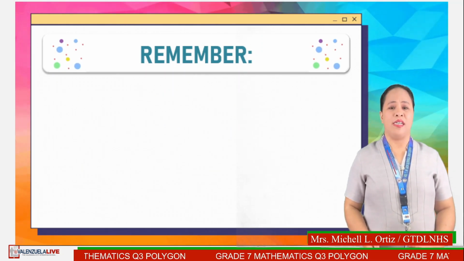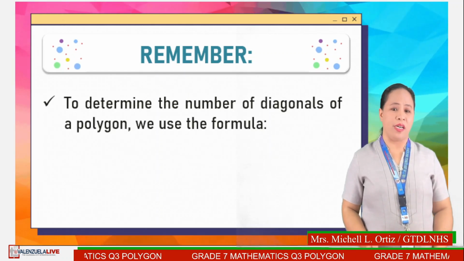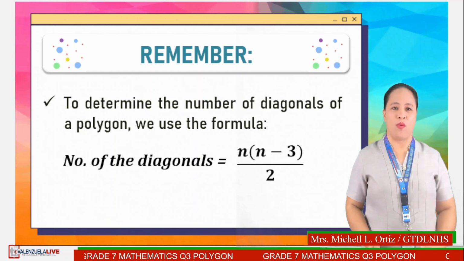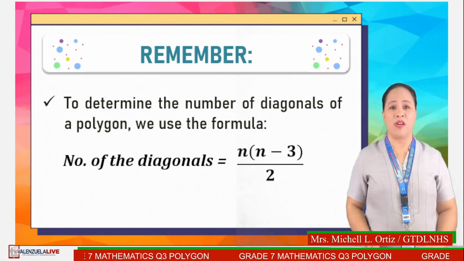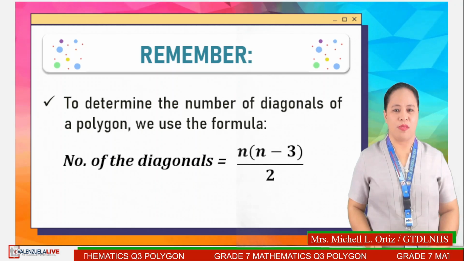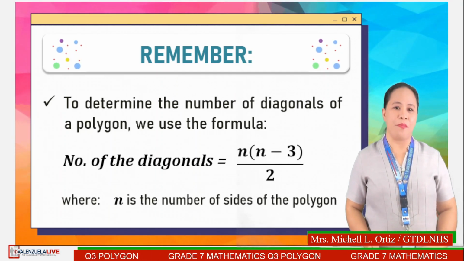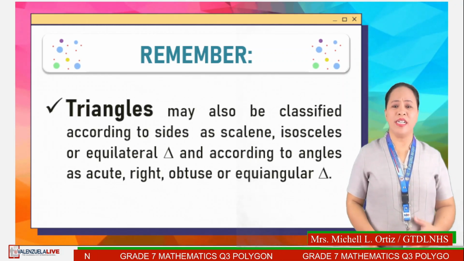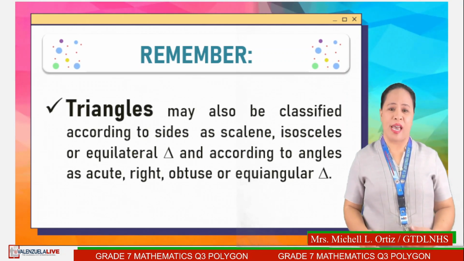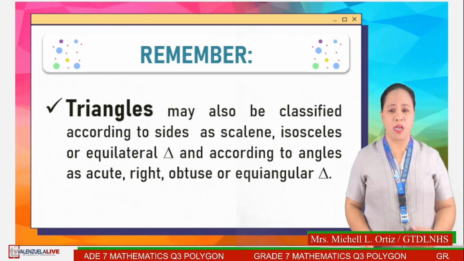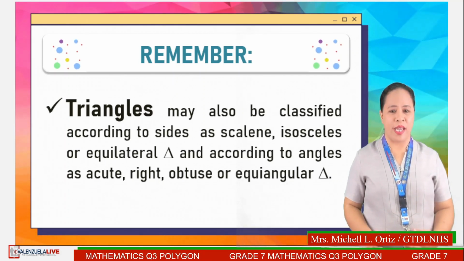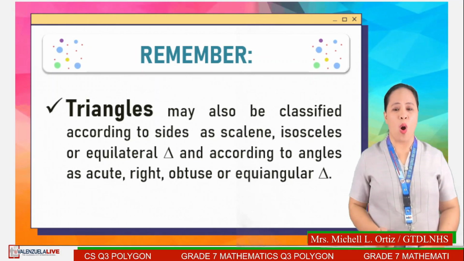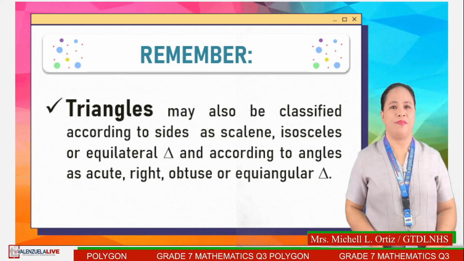And to determine the number of diagonals of a polygon, we can use the formula. Number of diagonals equals n times the quantity of n minus 2 all over 2, where n is the number of sides of the polygon. Triangles may be also classified according to sides: scalene, isosceles, or equilateral triangle, and according to angles, as acute, right, obtuse, or equiangular triangle.